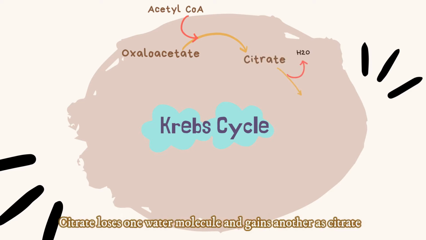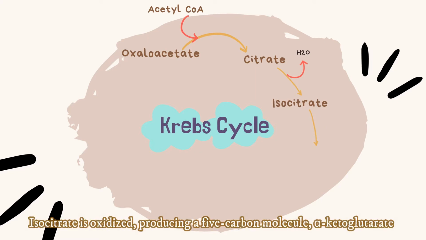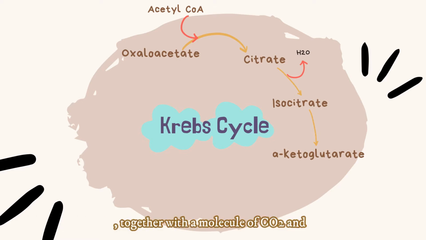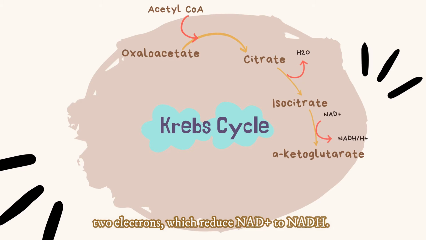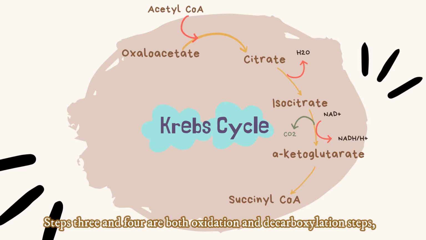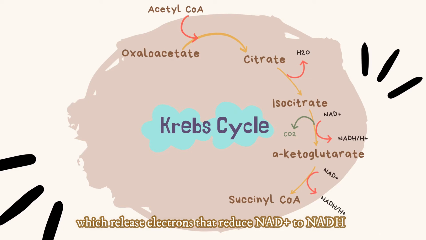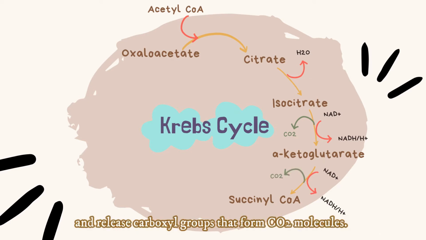Citrate loses one water molecule and gains another as citrate is converted into its isomer, isocitrate. Isocitrate is oxidized, producing a 5-carbon molecule, alpha-ketoglutarate, together with a molecule of carbon dioxide and 2 electrons, which reduce NAD+ to NADH. Coenzyme A combines with the succinyl group to form succinyl-CoA. Steps 3 and 4 are both oxidation and decarboxylation steps, which release electrons that reduce NAD+ to NADH and release a carboxyl group that forms a carbon dioxide molecule.